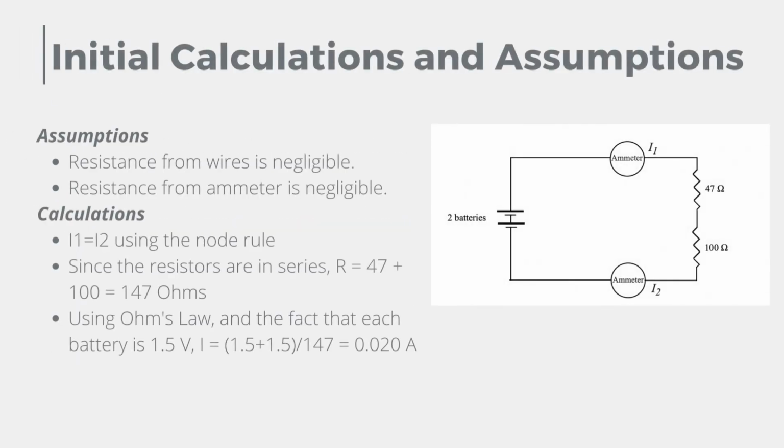Before calculating the current, there are a couple of assumptions that we must make. The resistance from the wires is negligible, as well as the resistance from the ammeters. Now regarding the calculations to determine the current of the circuit, we know that I1 is equal to I2 due to the node rule. Further, since the resistors are in series, the resistances can be added together to have 147 ohms as the total resistance in the circuit. Finally, utilizing Ohm's law, we calculated the current to be 0.02 amps.